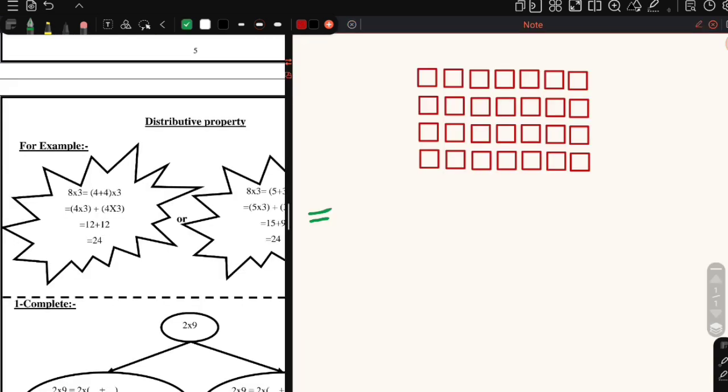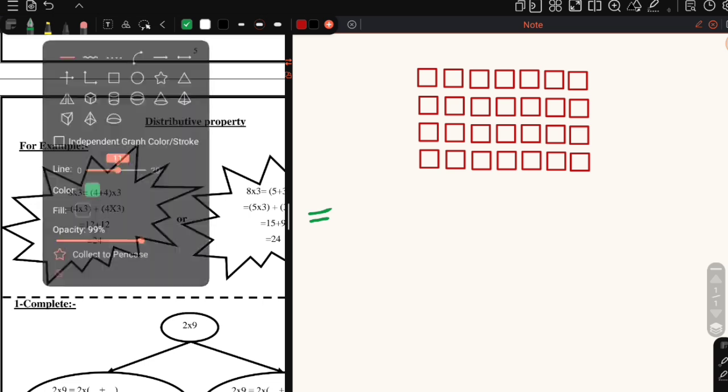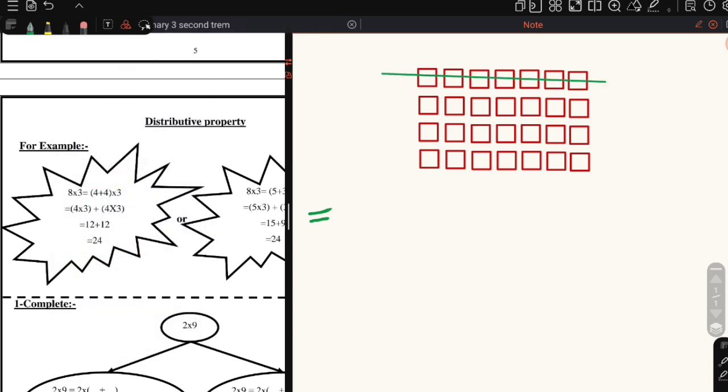We studied the array in the first term, and we know that we have rows and columns. If you want to find the total number of these squares in the above figure, I will find how many rows first. Let's find how many rows. This is the first one, second, 3, 4. So I have 4 rows.